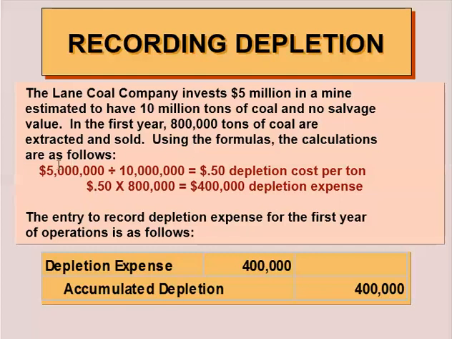So you start with your depletable cost, which is the cost minus any salvage. Since there's no salvage, it's just the cost of $5 million, divided by the total number of tons they expect to extract, which are 10 million. That says we'll have a 50-cent depletion cost per ton, and there were 800,000 tons extracted during the year. So that gives us a $400,000 depletion expense. Debit depletion expense, credit your accumulated depletion.